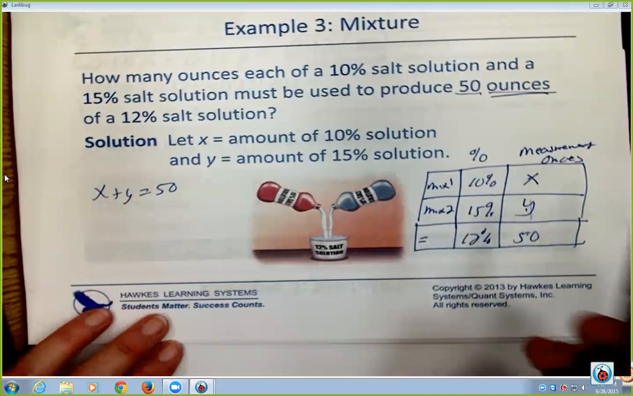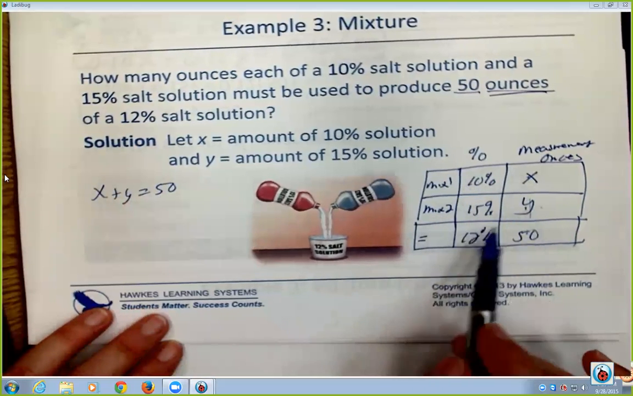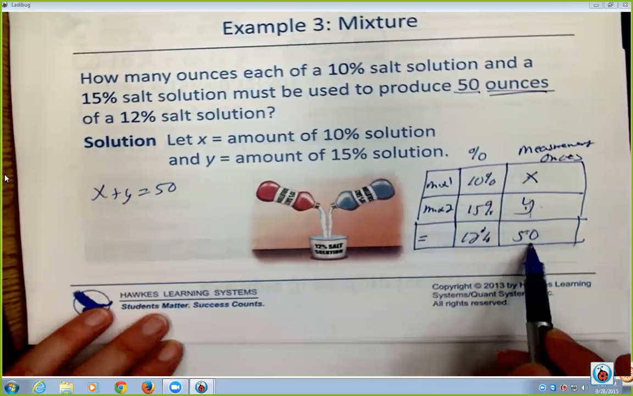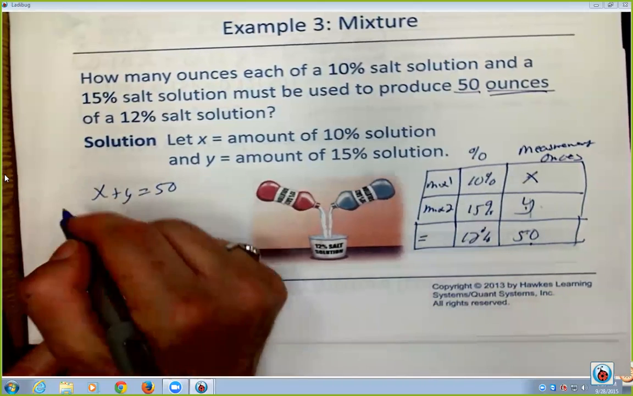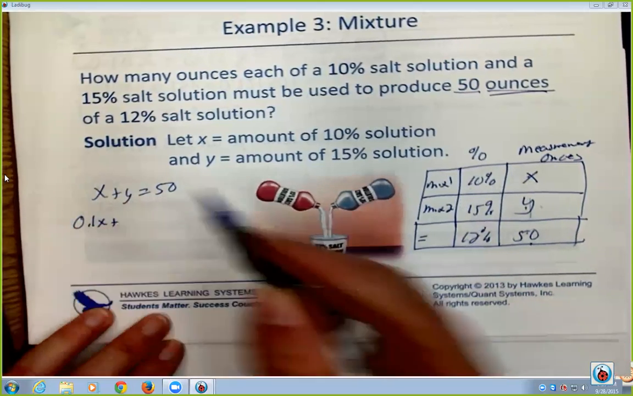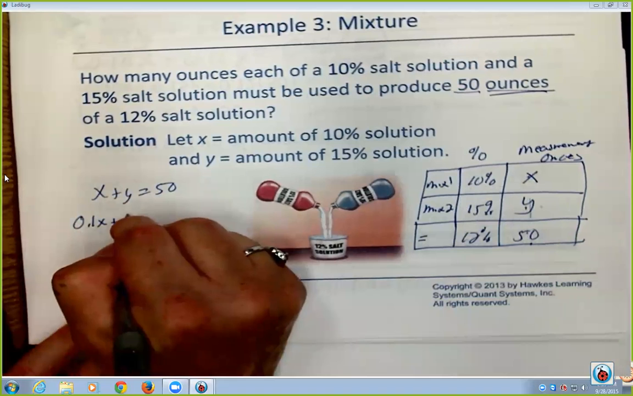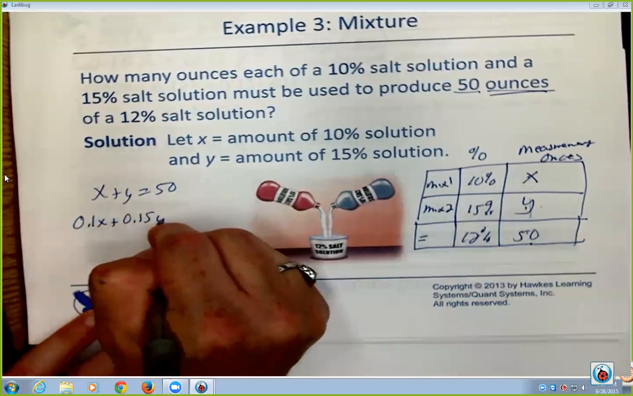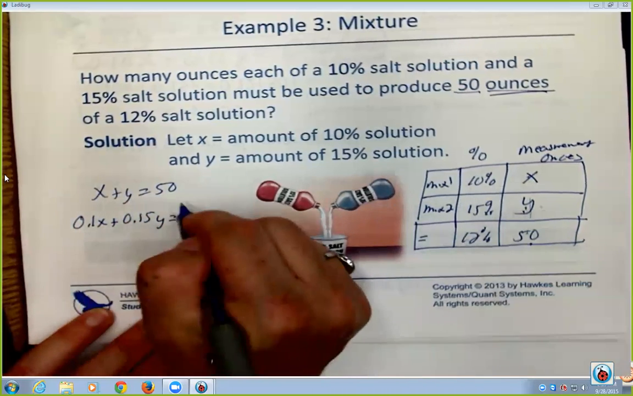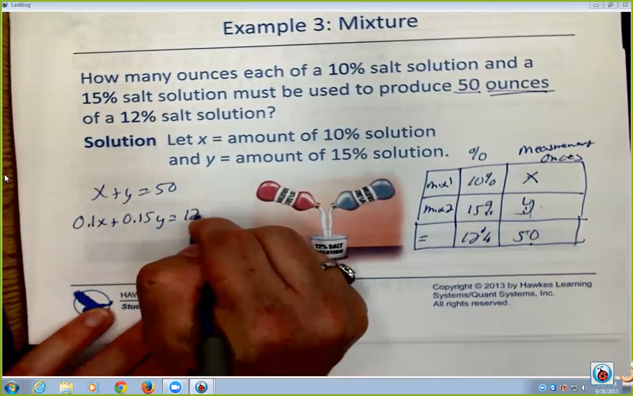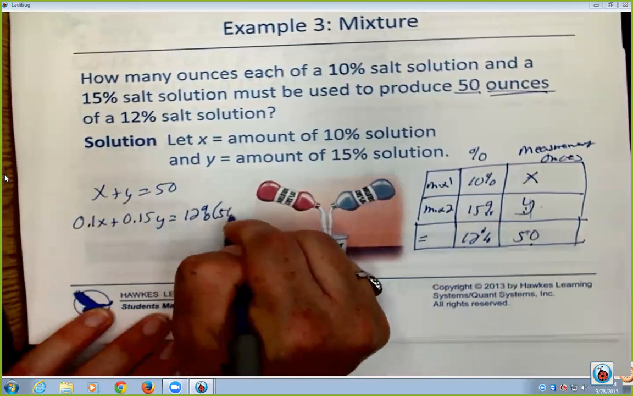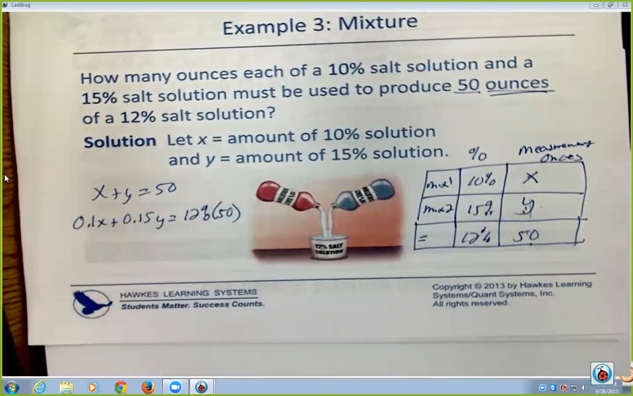The second equation is all of these put together to add together. So if I take the 10% plus the 15% of how much I have, it is going to equal the 12% of the 50. So 50 meaning the number of ounces that I happen to have.